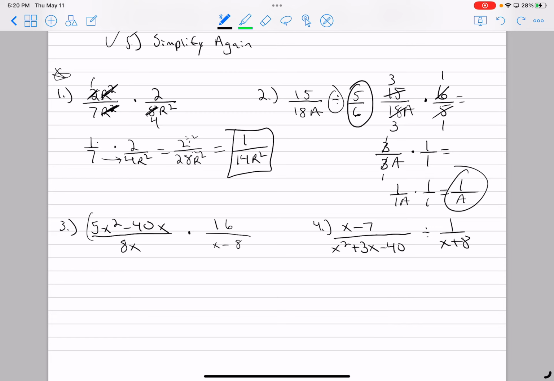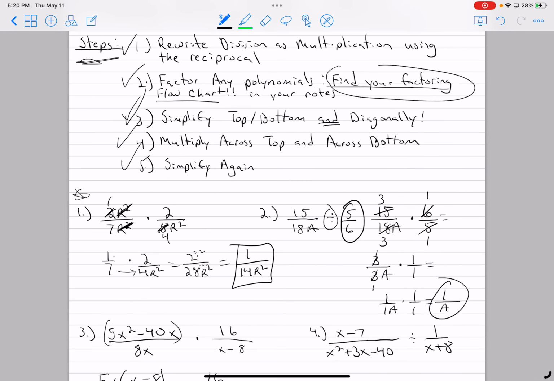And I can see that of this, my GCF should be 5x. So I can factor 5x out of this. So I end up with 5x times x minus 8 over, I factored this thing. This is 8x times 16 over x minus 8. Check and check. So I factored.